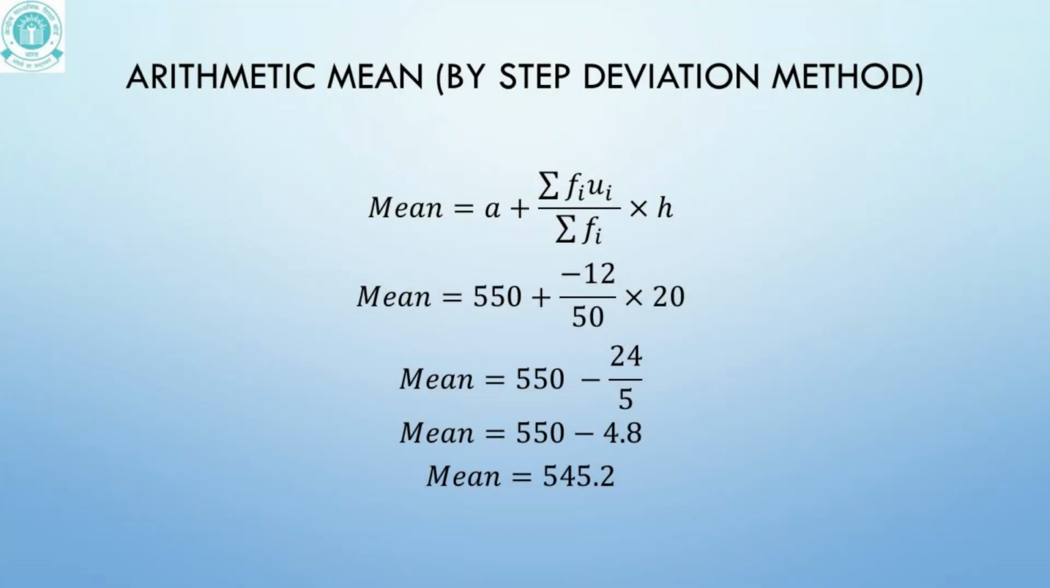So finally, we find the mean for this question using the formula mean equals A plus summation fi ui divided by summation fi, into h. So after substituting all the values, we finally get the mean as 545.2.